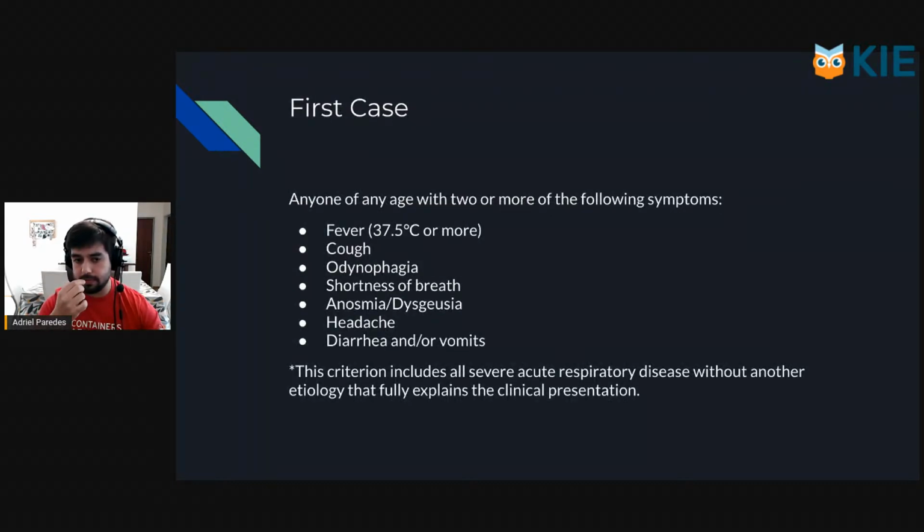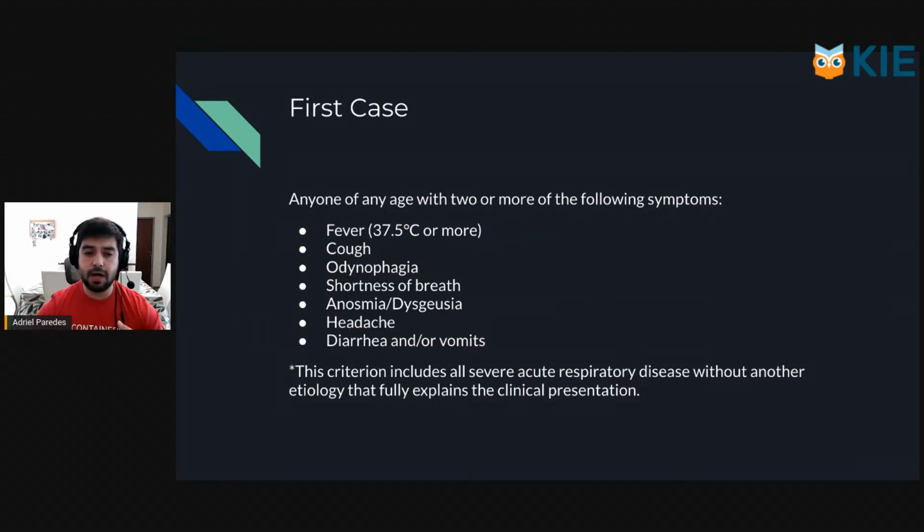So the first thing we need to understand is what a suspect case means. There are two main cases. You will see that those cases depend on the people, the symptoms, and many other things, but there are basically two main cases to implement here. The first case says that anyone of any age with two or more of the following symptoms.